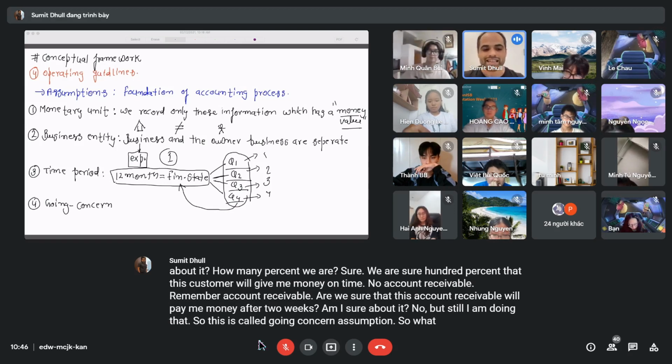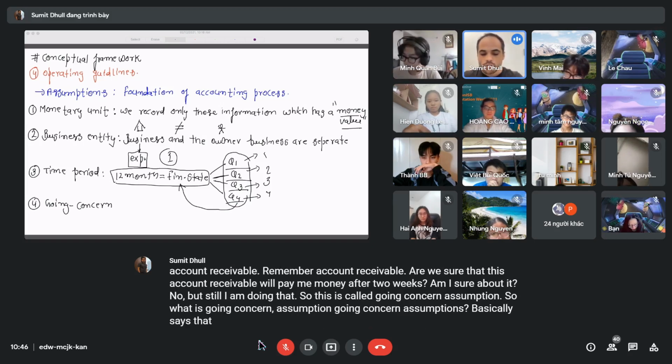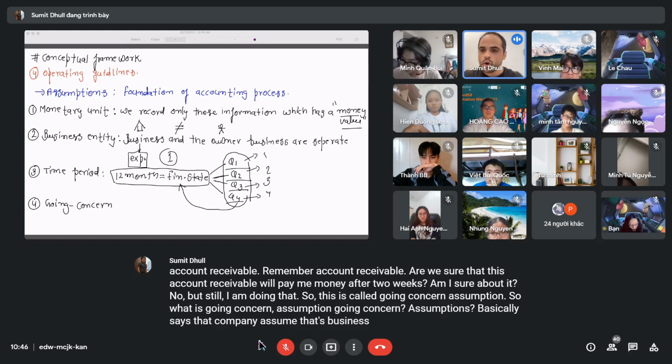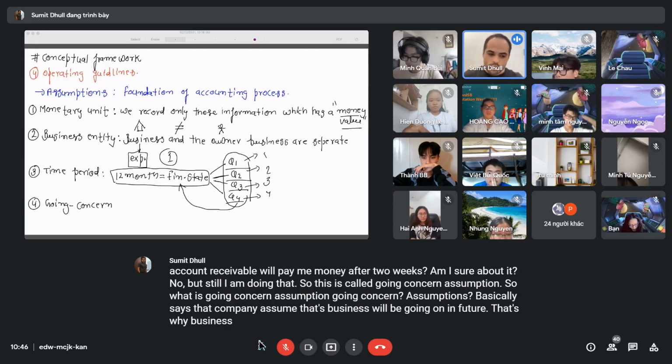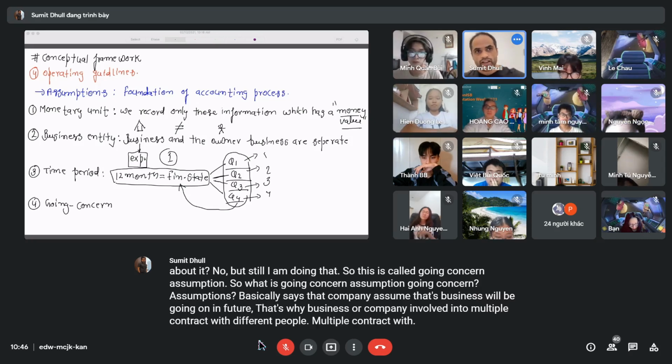So what is going concern assumption? Going concern assumption basically says that company assume that business will be going on in future. That's why business or company involved into multiple contracts with different people.